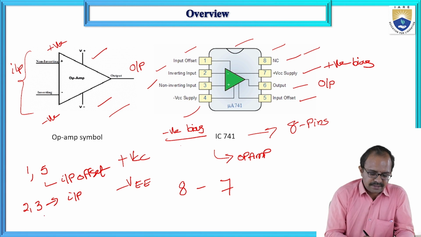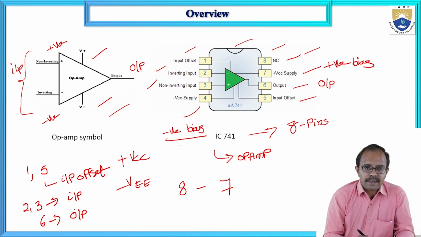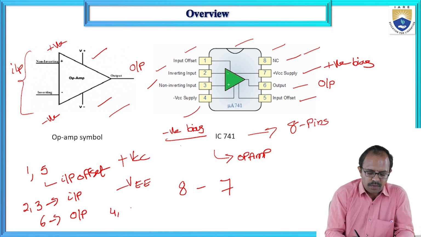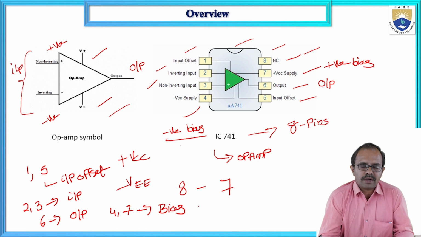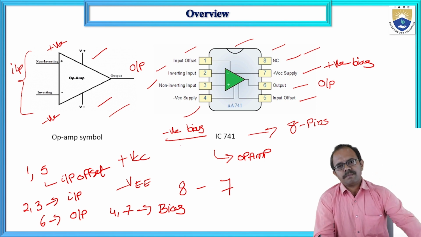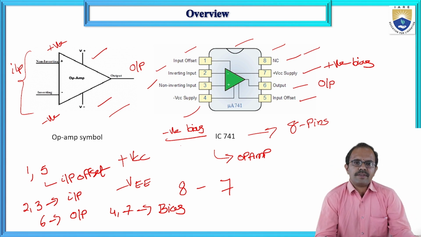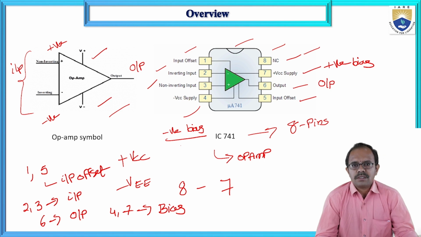Pin number 6, we will get the actual output, the output of your IC741. And across pin number 4 and 7, we will provide the required bias. So this is the pin configuration of IC741.